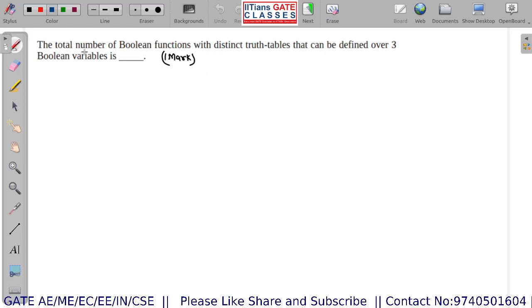So the next question asked is: the total number of Boolean functions with distinct truth tables that can be defined over 3 Boolean variables is. Okay, 3 Boolean variables. Look very carefully. Directly, if I apply the formula, what is it?